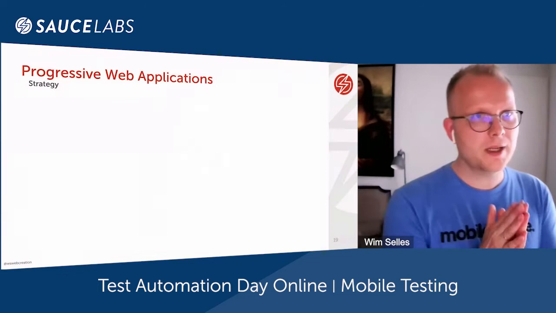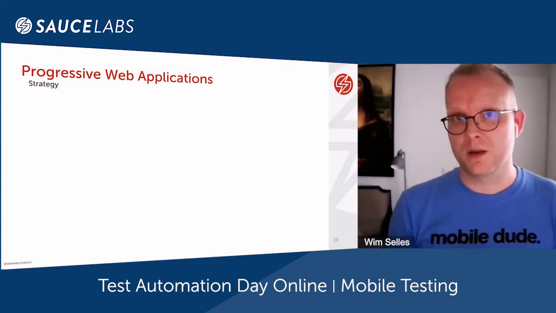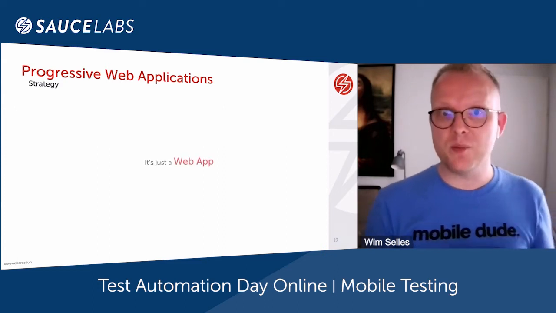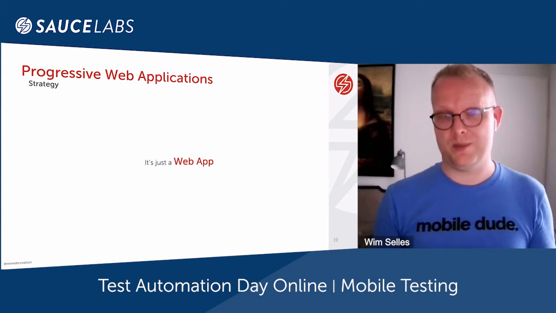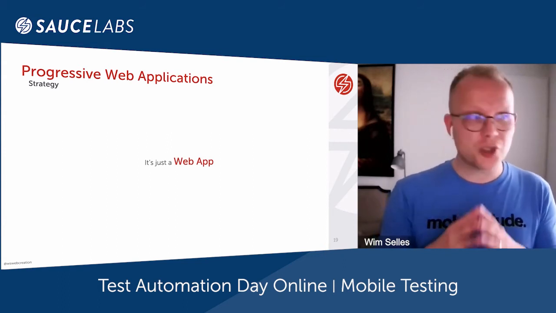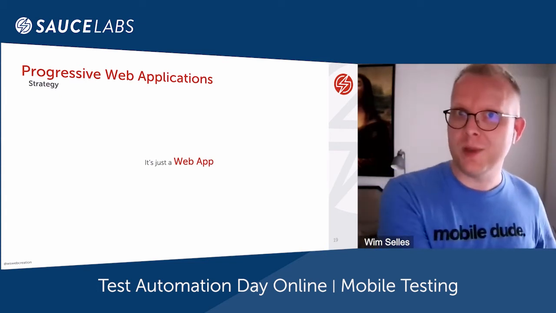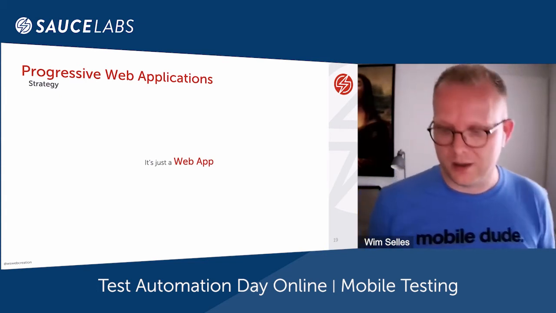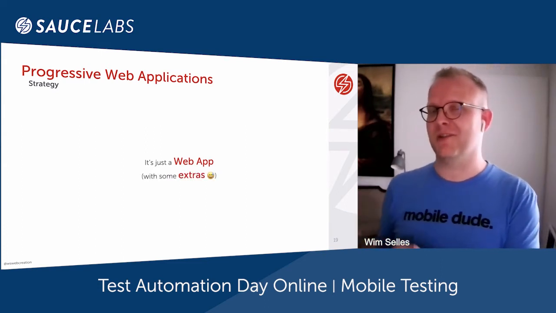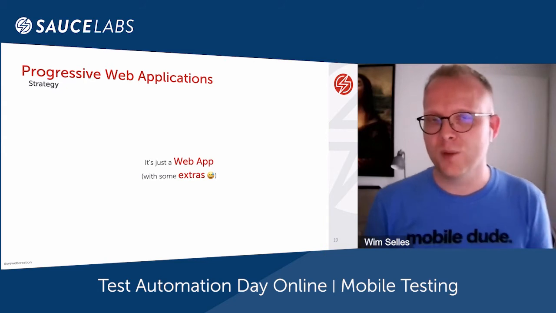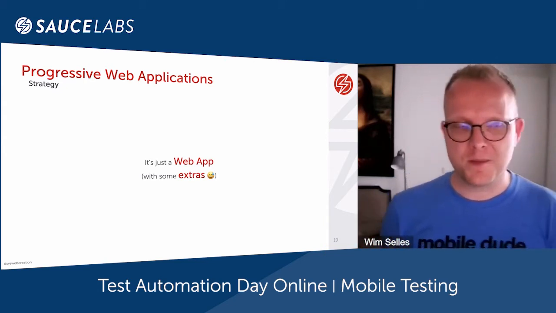If we're talking about the strategy, there's one thing that you need to keep in the back of your mind. Like I mentioned at the beginning, a PWA, Progressive Web Application, it's just a web application, meaning you can just use the strategy that you already have if you need to test a web application. So there's nothing new there. Keep in the back of your mind, it has some extras, and we need to test those extras. That's the addition to the web application strategy.